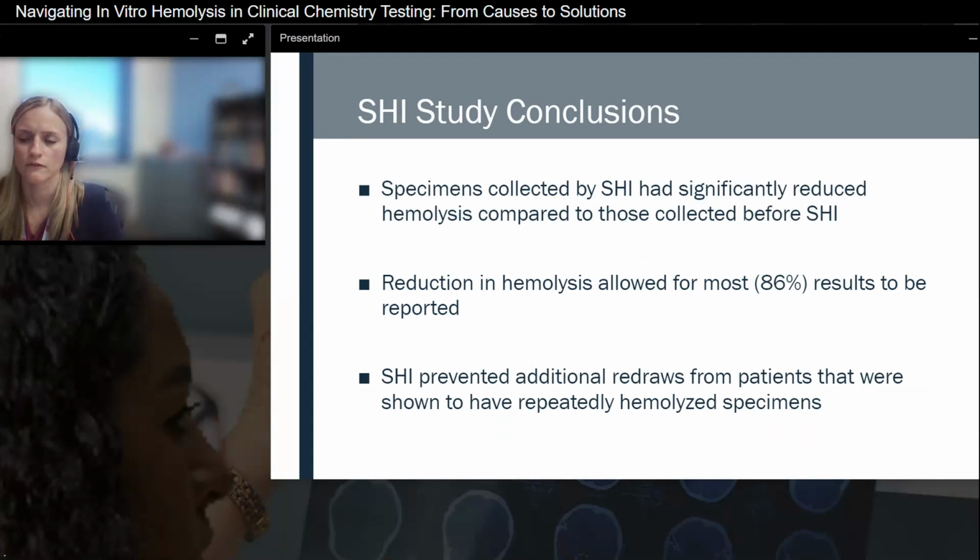So, in conclusion, from this study of 98 cases of special handling instructions, we were able to demonstrate that specimens collected using this process had significantly reduced hemolysis. The reduction in hemolysis allowed for most patient results to be reported, which ultimately prevented additional redraws and faster resulting.